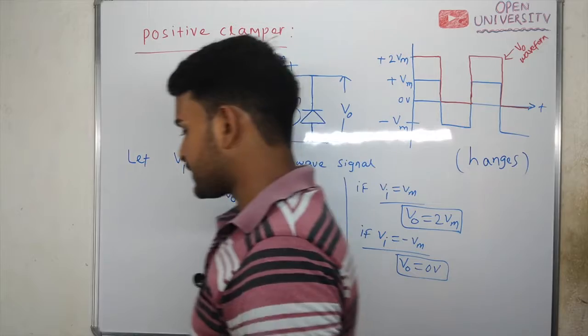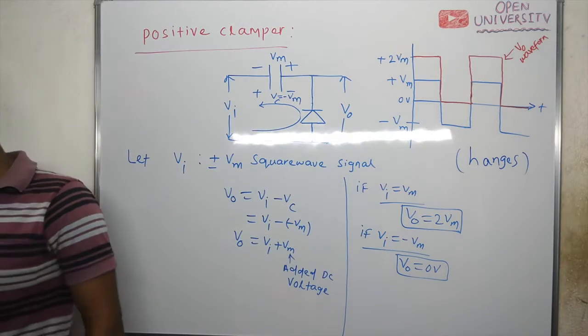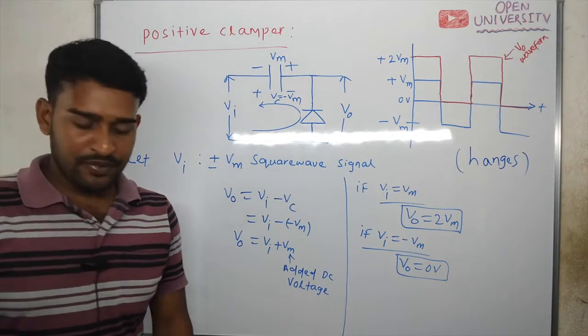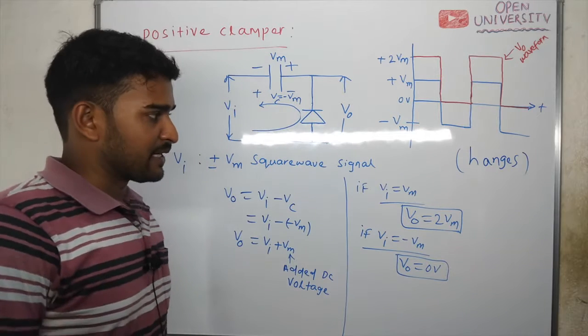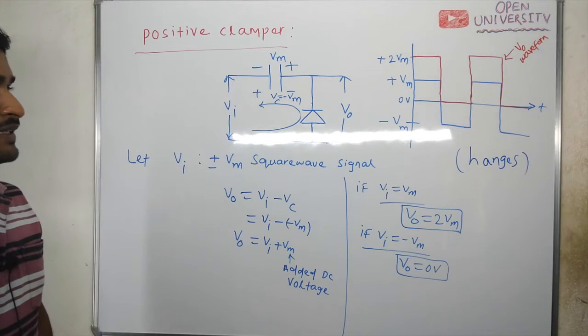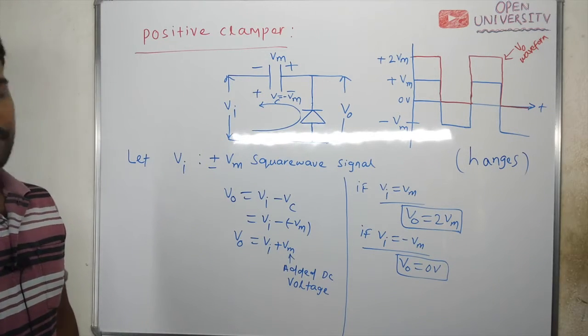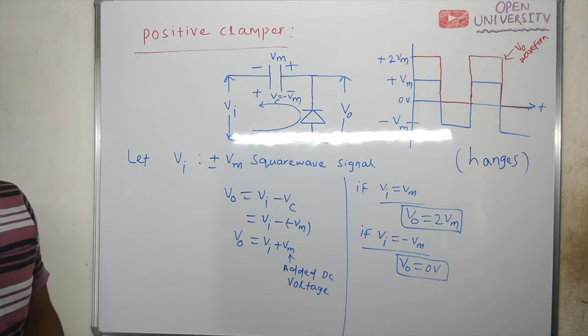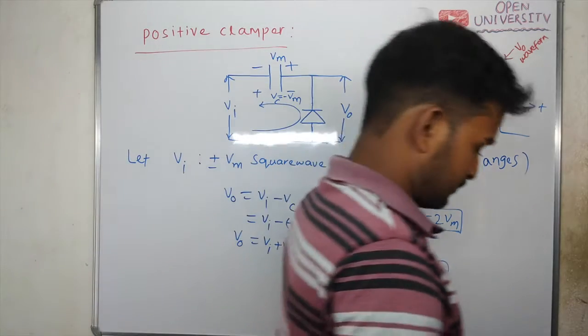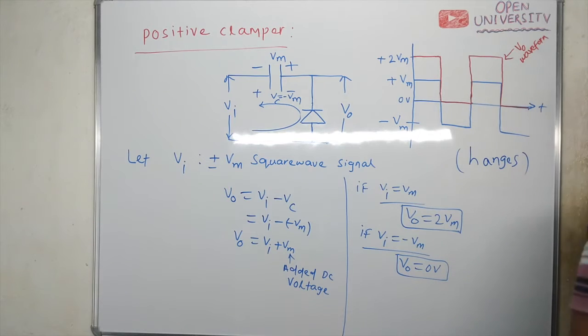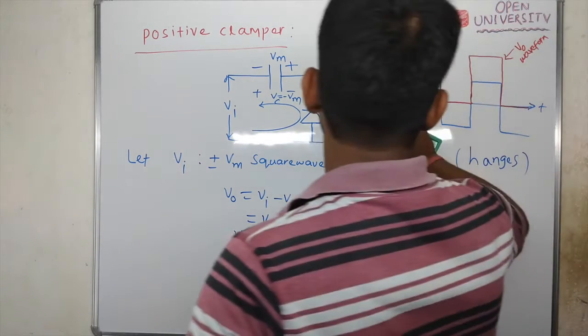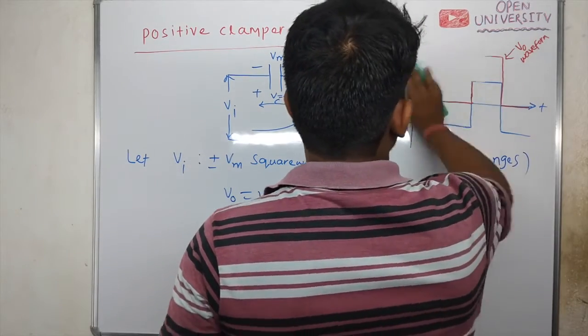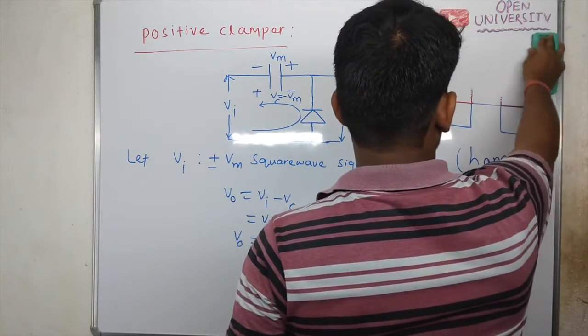Full stop. Hence positive clamper is a negative peak clamper. Hence positive clamper is a negative peak clamper. Okay. Write down some note.